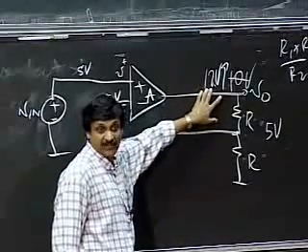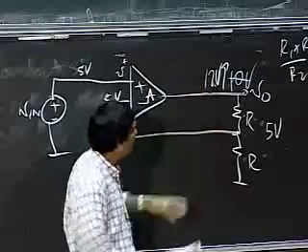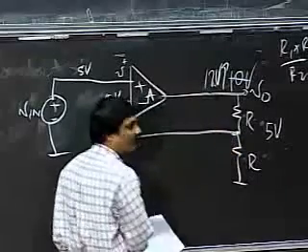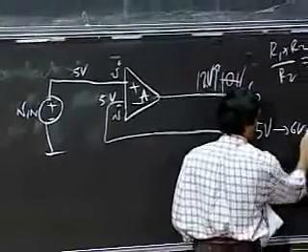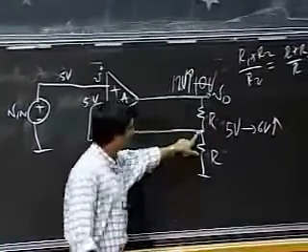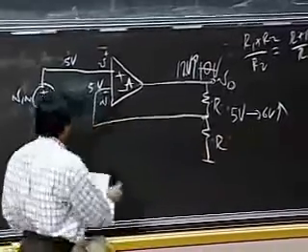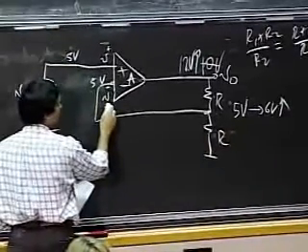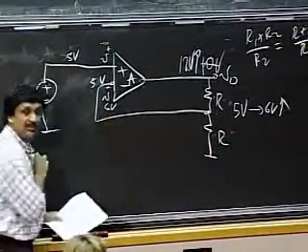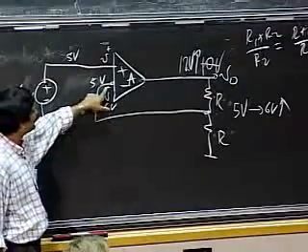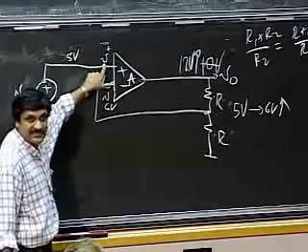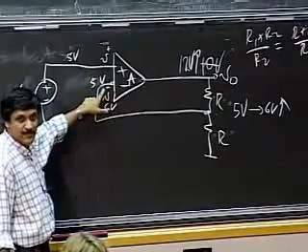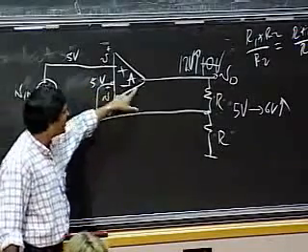So let's say this goes to 12, hypothetically. If that goes to 12, what should this node go to? 6, exactly. So this goes to 6 volts. If that goes to 6, what does V minus go to? 6 volts again. Now at the input I have 5 volts at V plus and 6 volts at V minus. So where should the output go?